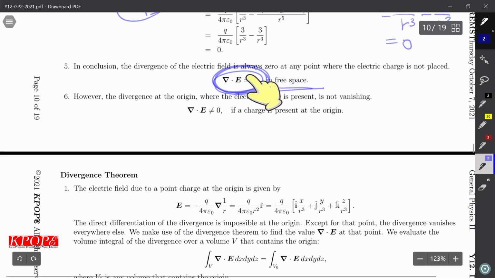The electric field divergence is vanishing in free space means that because the charge is at the origin, except for the origin where the charge is placed, electric field's divergence is always vanishing. That is very, very important. And electric field's divergence at the origin, where the point charge is placed, seems to be non-zero. But we are not able to compute the exact value at the moment.